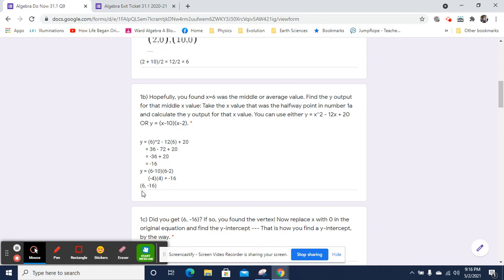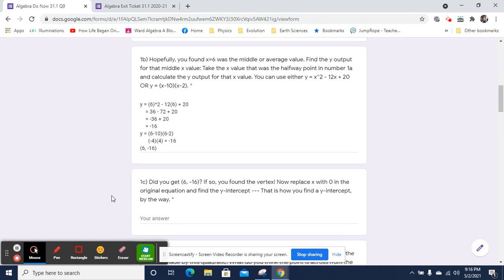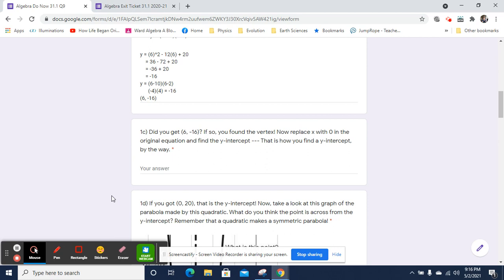The middle x value is the middle of the parabola, and this is the y output we get when we're at the middle of the parabola. So that means it is the point that is at the middle of the parabola. It is the vertex. So did we get that? Yes, we did. So we found the vertex.